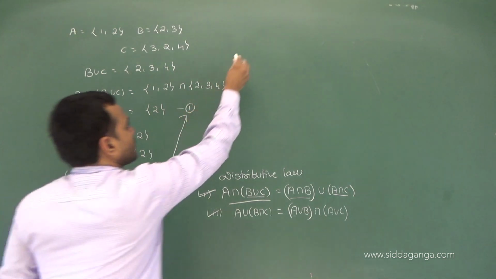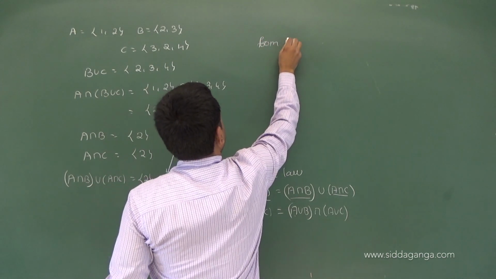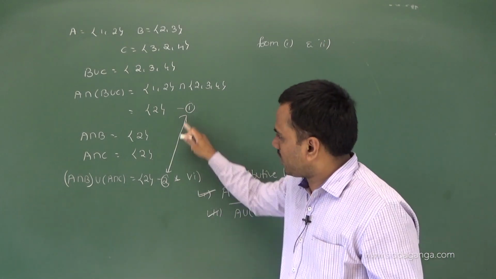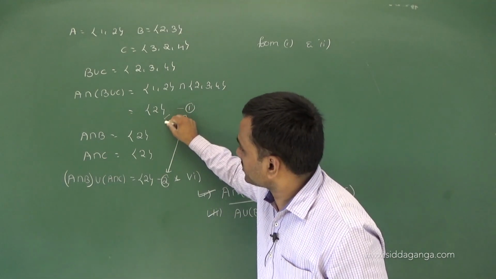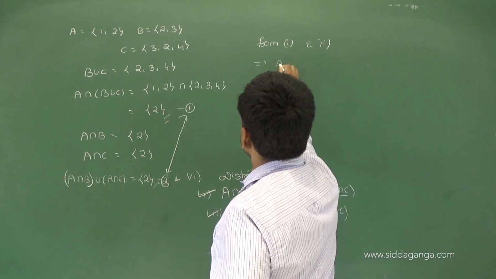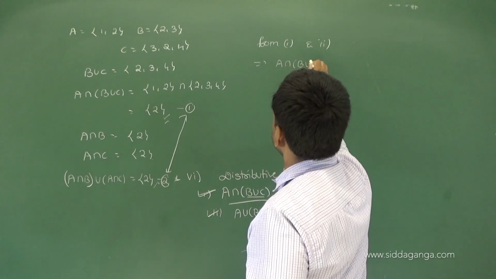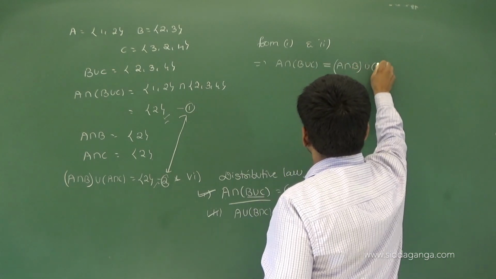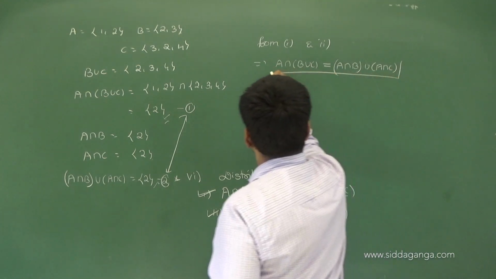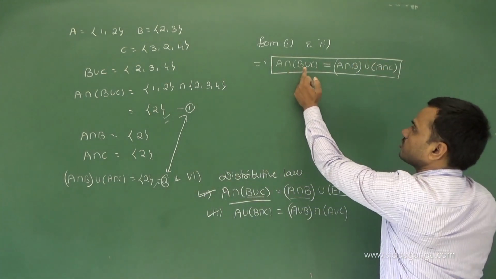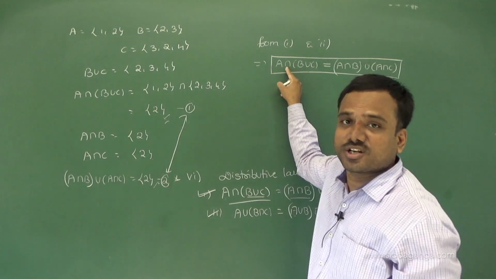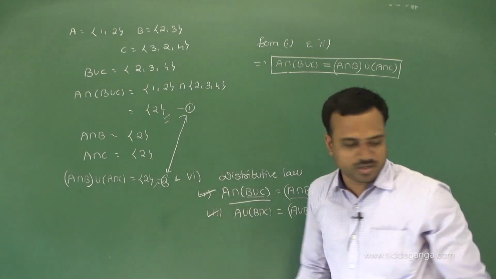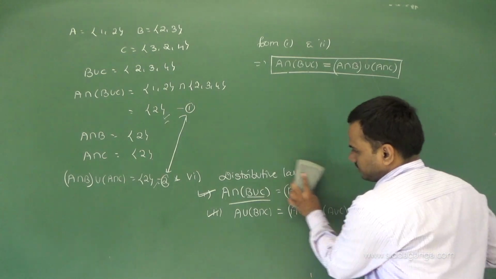From 1 and 2, observe carefully, LHS and RHS are the same. That implies A intersection of B union C is always equal to A intersection B union A intersection C. This is what? Distributive law. Intersection over union. Firstly is intersection, second one is union. If you want, we solve the second one also, no problem. First one is over. Correct?